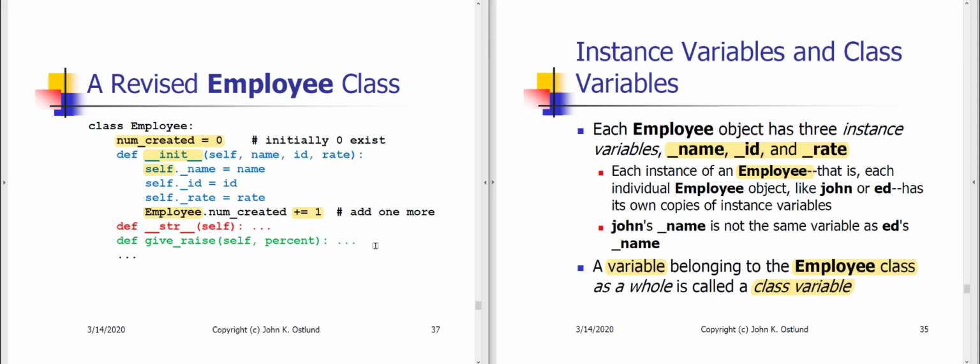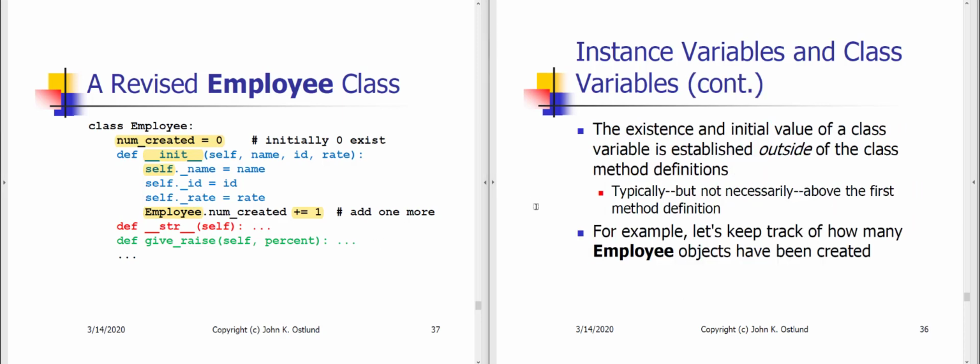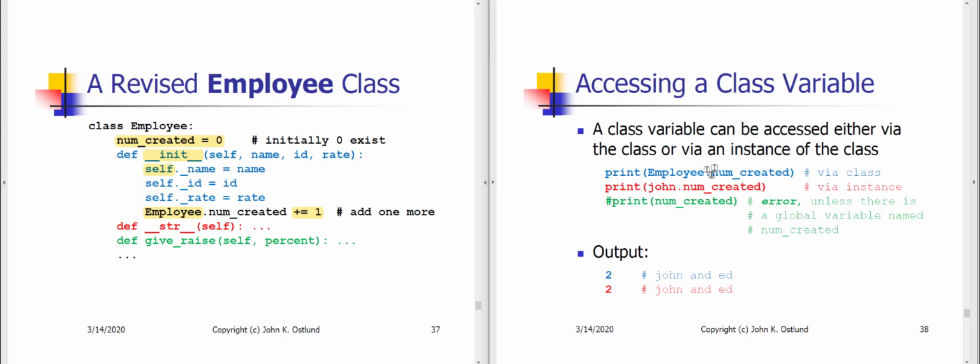Okay, and then how do we access that variable? Well, one way we can access it is to give the class name and a dot and the name of the variable. And that will just directly access that variable from within the class. Now, it turns out also that you can, if you wish, use a particular instance and .num_created, and that will also work. But it's not necessary for you to have any instances of an employee object currently around.